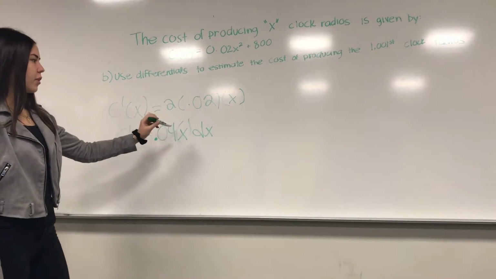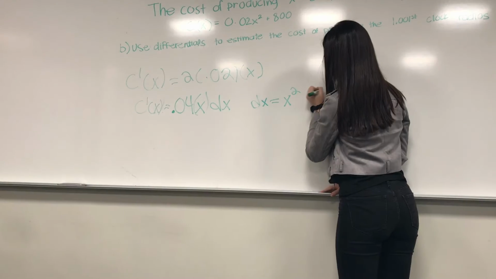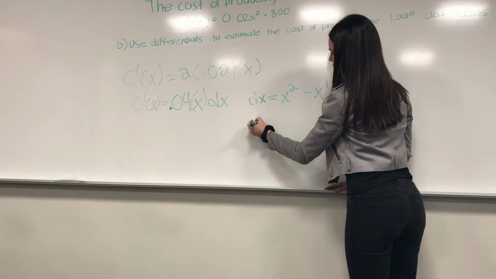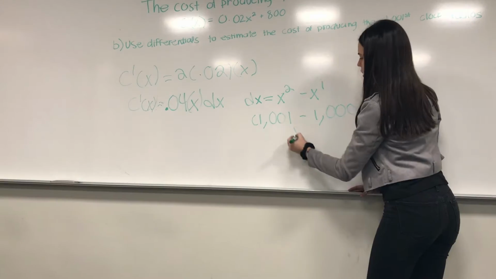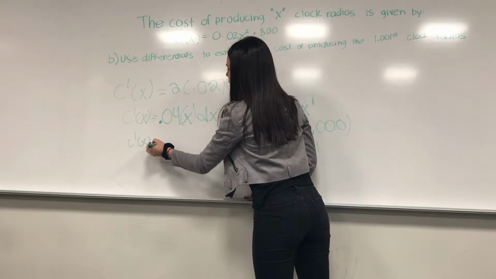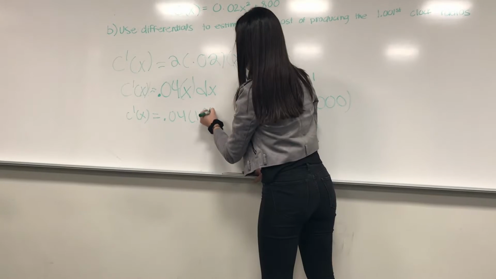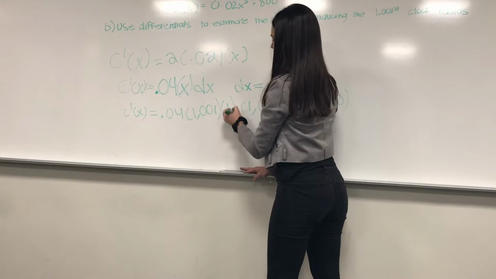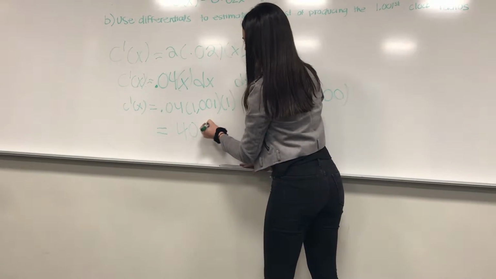And your dx, the formula to get it is x2 minus x1. So in this case, it will be 1001 minus 1000. So dx equals 1. So your final answer will be 0.04 times 1001 times your dx, which is 1, and will give you 40.04.